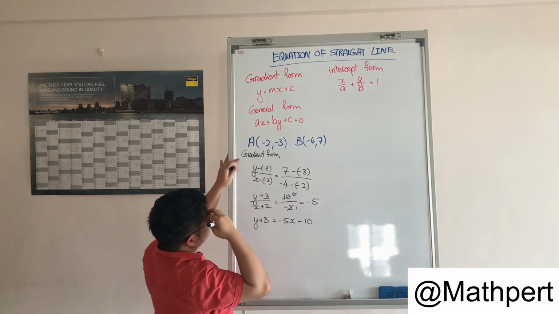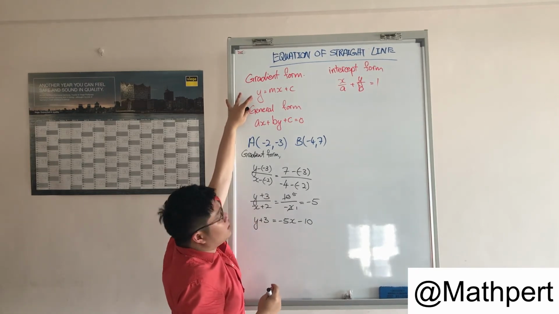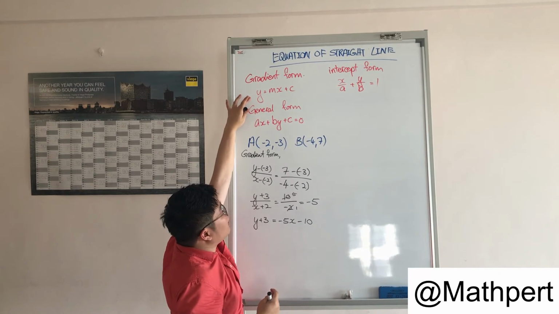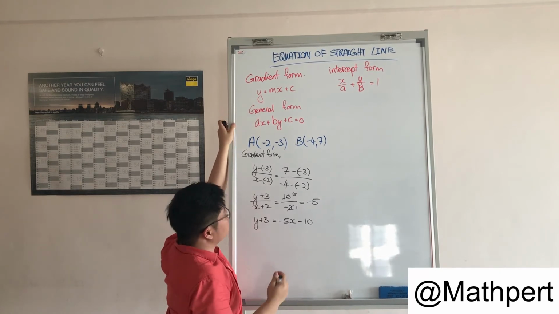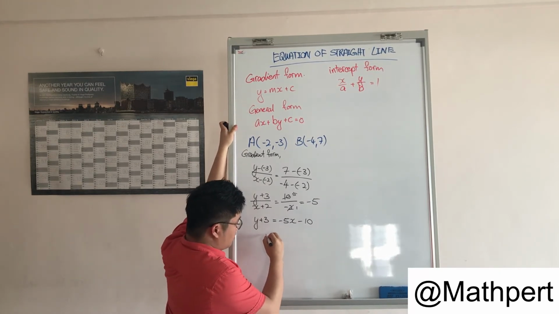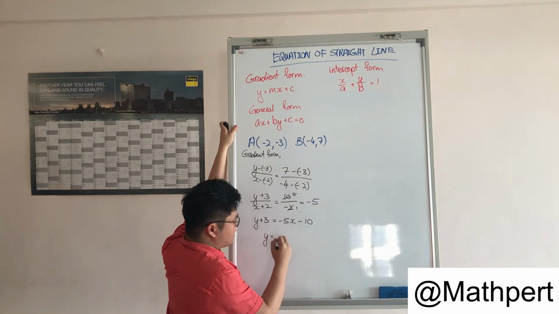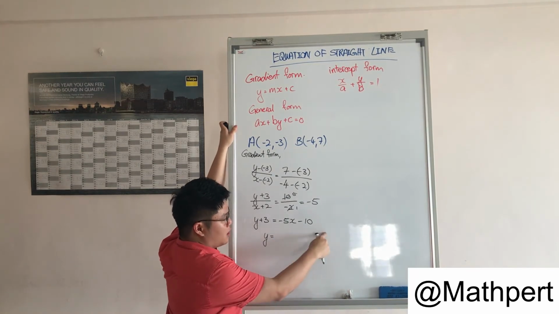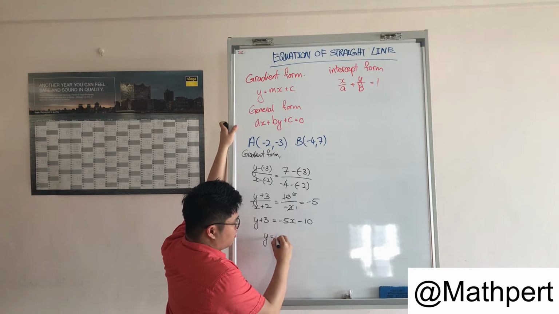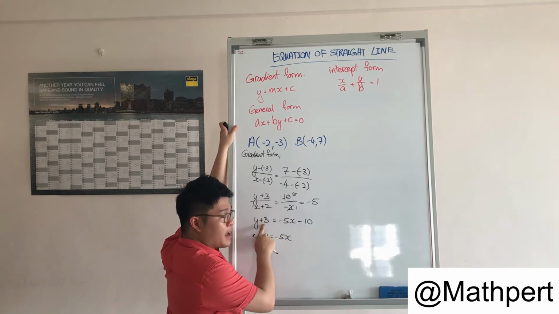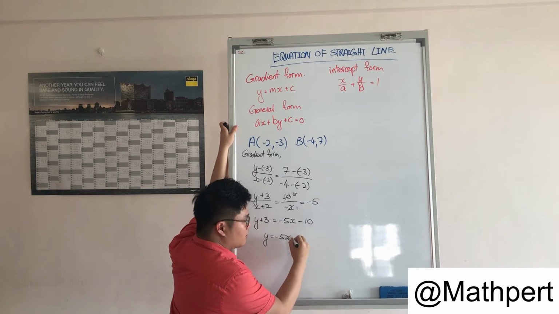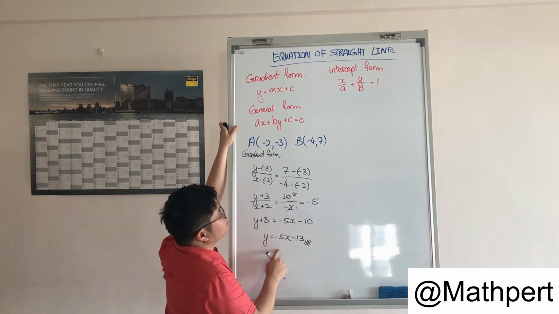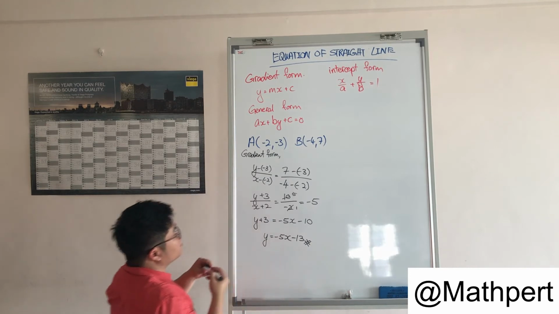In gradient form, we need to put it in y equals mx plus c. So we leave y on the left hand side, and 3 will move over to the other side. So negative 5 remains, negative 10 minus 3 becomes negative 13. So this is the gradient form.